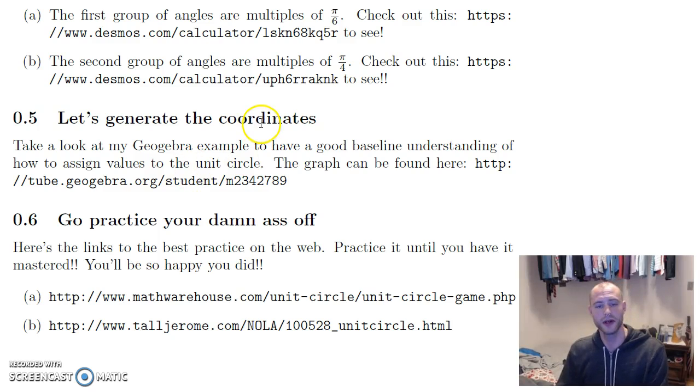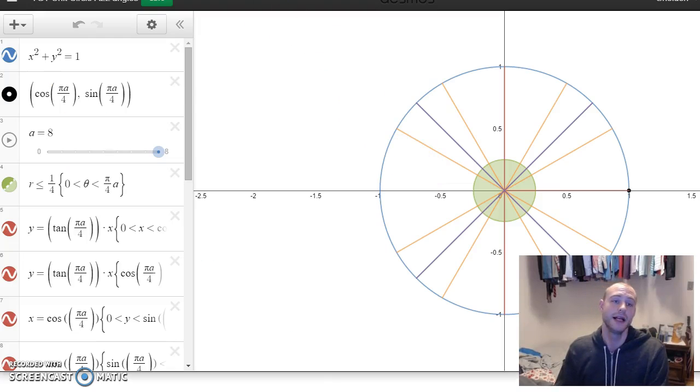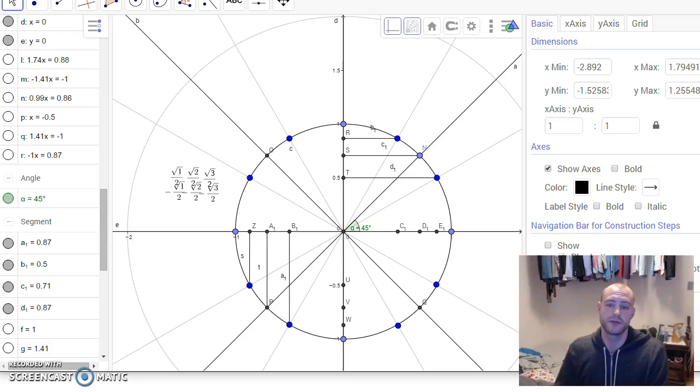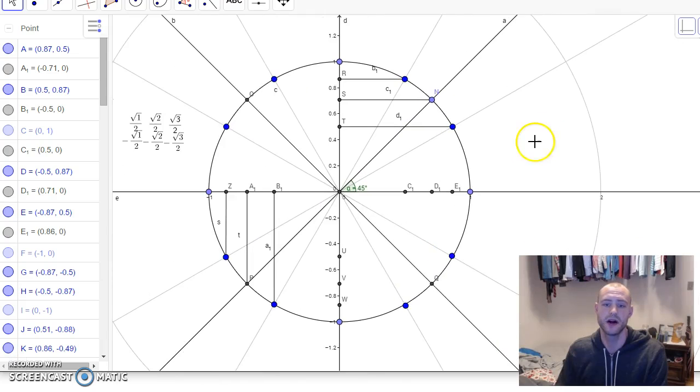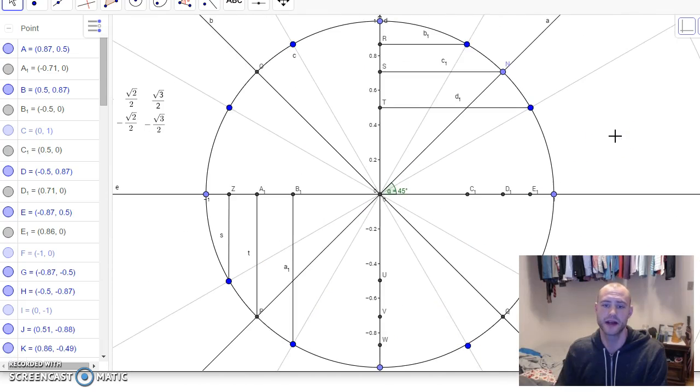Let's generate the coordinates. Okay, so I made this one in GeoGebra. So let's just read this. Take a look at my GeoGebra example to have a good baseline understanding of how to assign values to the unit circle. The graph can be found here. Okay. So if we look at GeoGebra, which looks like this one, let's close this down there. Okay. So don't worry that it looks all messed up right now.